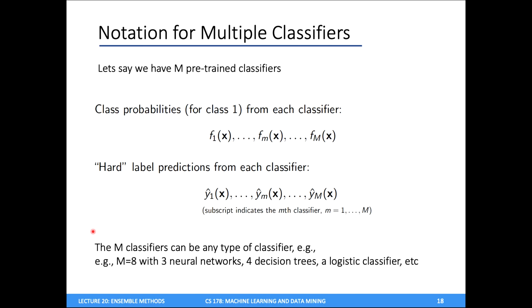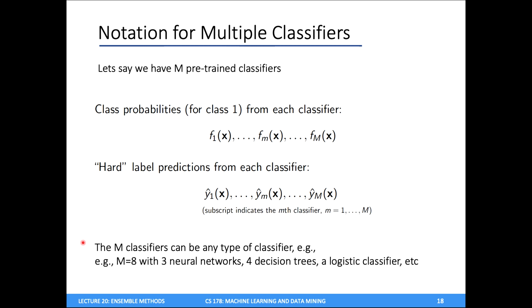And I'd like to emphasize here that the M classifiers that we've trained don't need to be the same types of classifiers. So maybe we have 8 different classifiers trained for a problem. Maybe 3 of them are neural networks, 4 are decision trees, and 1 is a logistic classifier. So really, this is a very general setup. We've just got M classification models.